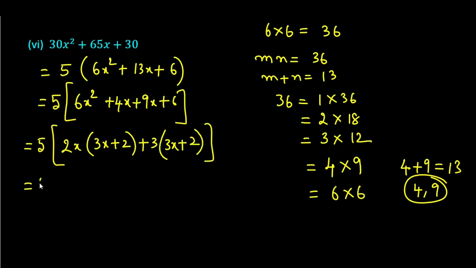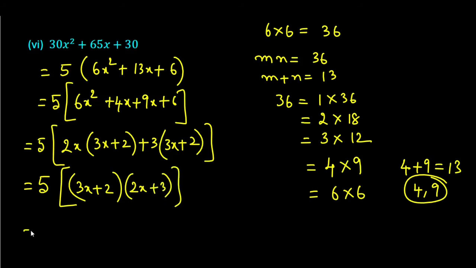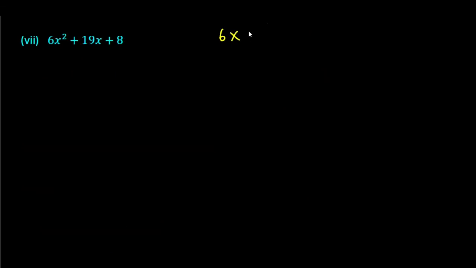This can be written as 5 into, taking 3x plus 2 as common, we rewrite it as 3x plus 2 into 2x plus 3. We can write it as 5 into 3x plus 2 into 2x plus 3.